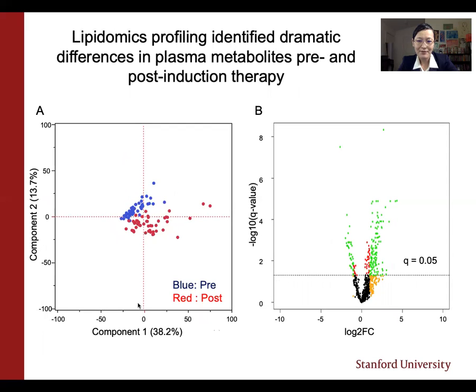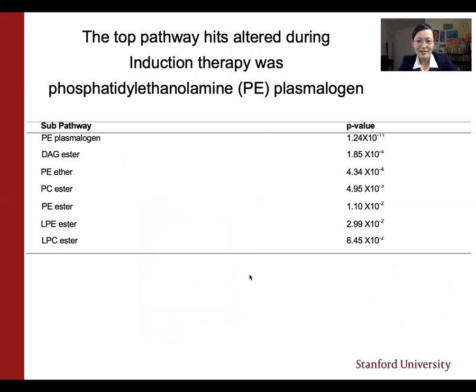For the lipidomic platform, the PCA plot again demonstrates a high degree of separation. The volcano plot shows 20% out of 883 biochemicals were significantly changed. Pathway analysis revealed that many of the membrane lipids, PE, PC, LPE, LPC, were altered.